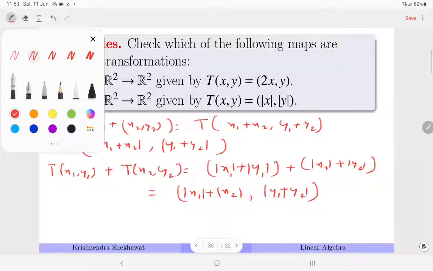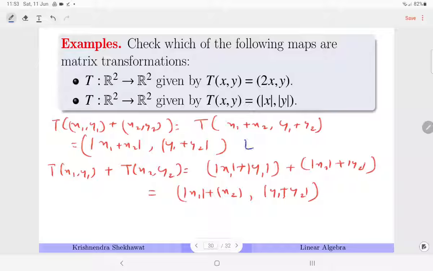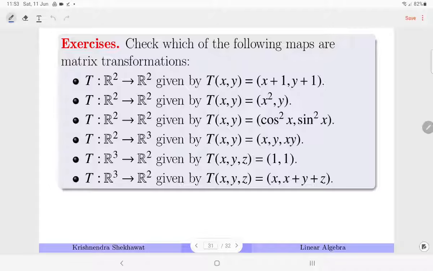So this is my left hand side and this is my right hand side. Both must be equal to have T as a matrix transformation. But we can easily produce a counterexample where mod of x1 plus x2 is not equal to mod x1 plus mod x2, and therefore it is not a matrix transformation, but the previous one is a matrix transformation. So these are a few exercises as homework. If you try, they are easy to follow.